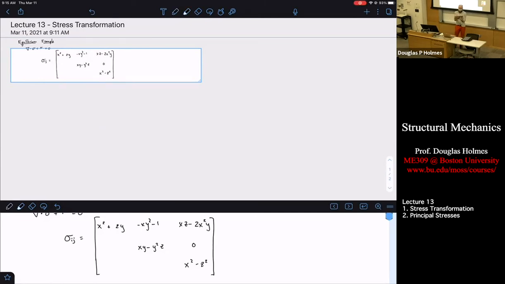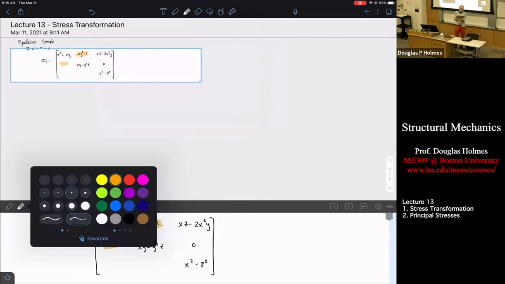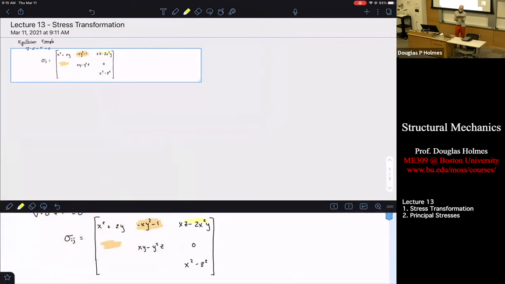This tensor, as all stress tensors, is symmetric. So this term is the same as this term. This term is the same as this term. And this term is the same as this term. Symmetric meaning symmetric upon reflection around the diagonal.